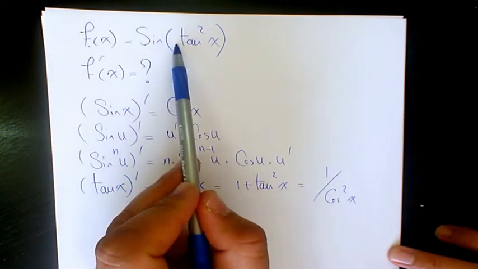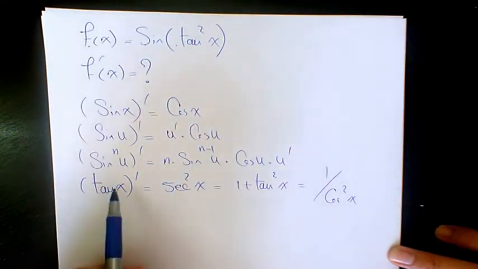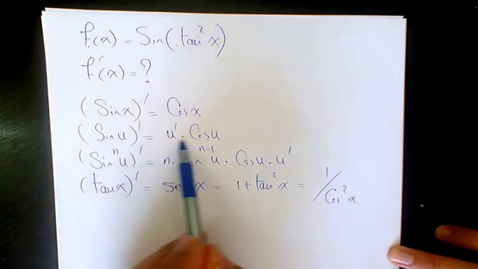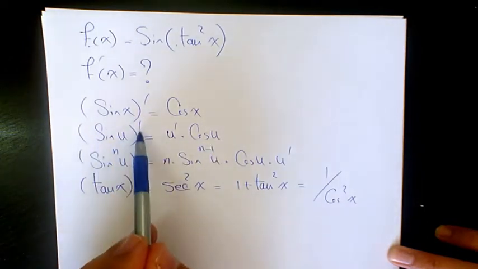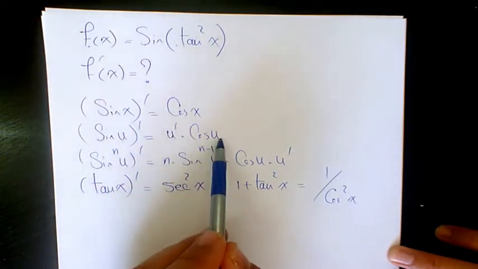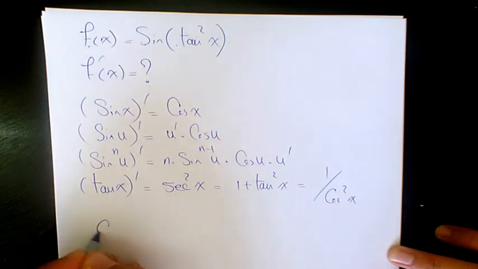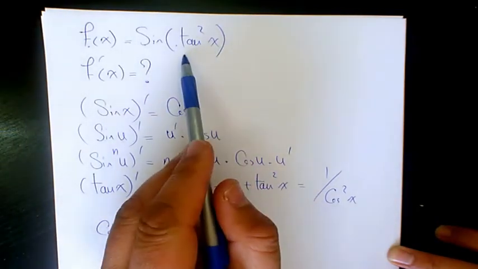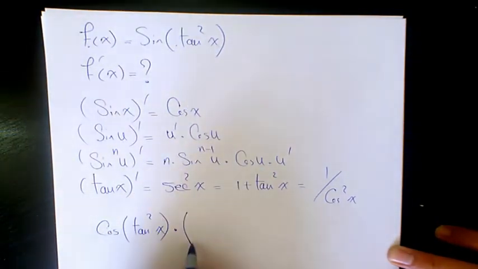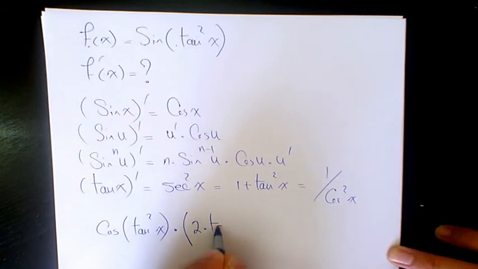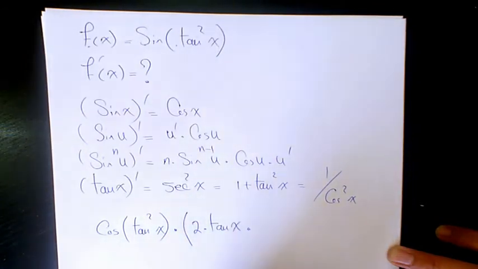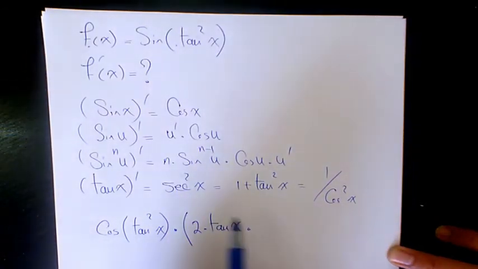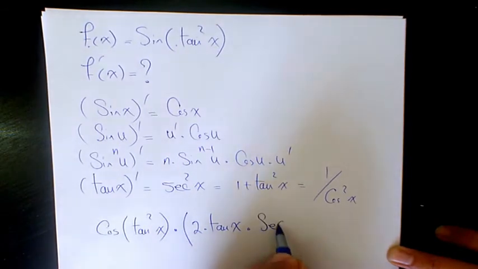Sine of tan squared x. We need to use this formula: the derivative of sine u is going to be u prime cosine u. So the derivative will be cosine tan squared x multiplied by the derivative of tan squared x, which will be 2 times tan x times the derivative of tan x, which is secant squared x.